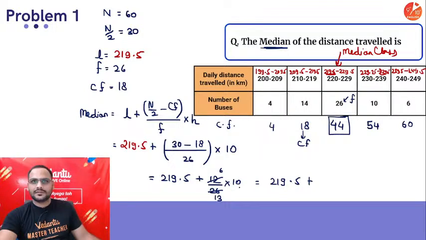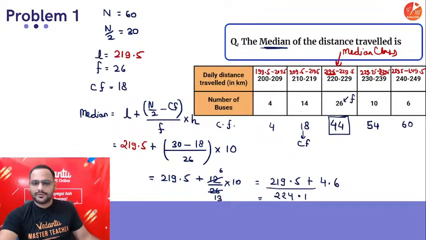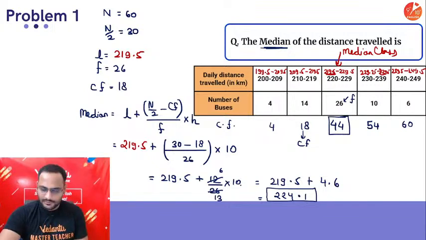60 by 13. 13 fours are 52, so around 4.6. ठीक है. So this is going to be 224.1. 224.12 it is. ठीक है. I have kept it only up to 1 decimal. So 224.12 kilometers will be your median. This will be your median.